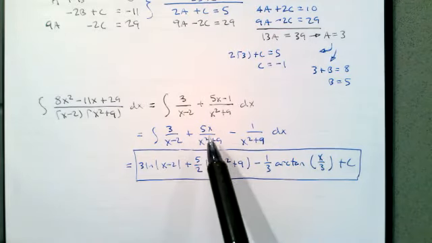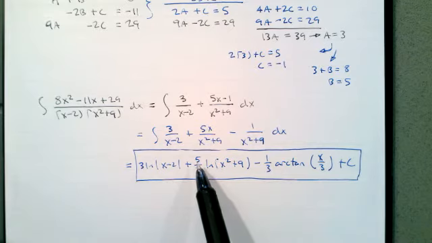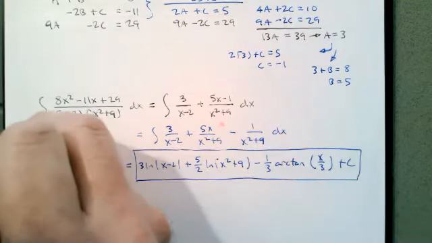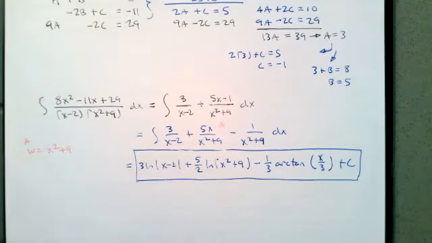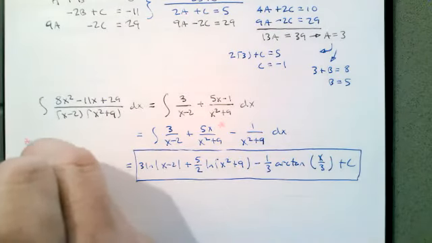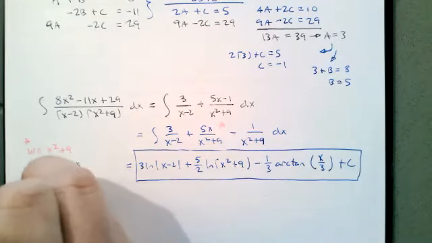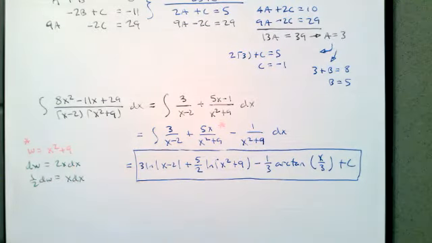The 5 is just from the numerator is a 5. The 1/2 comes from a substitution. The substitution that we made here is to say w equals x squared plus 9. And so dw is 2x dx. And so a 1/2 dw is x dx. So that's just going way back to our substitution days.